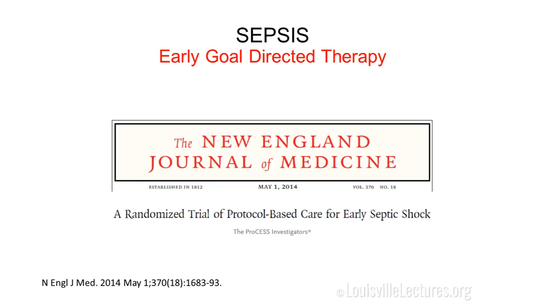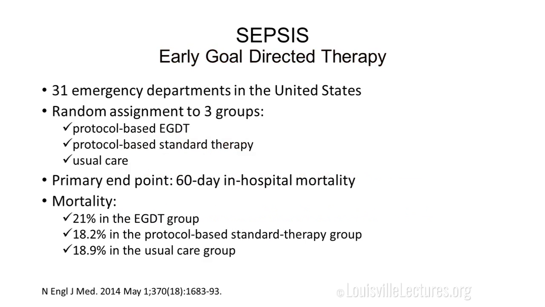Then there was this study called a randomized trial of protocol-based care for early septic shock. This was done here in the United States, in 31 emergency rooms. Patients were randomized to protocol-based early goal-directed therapy, protocol-based standard therapy, or usual care. The primary endpoint was 60-day in-hospital mortality. And again, the mortality was the same. There was no statistically significant difference in the 3 groups.